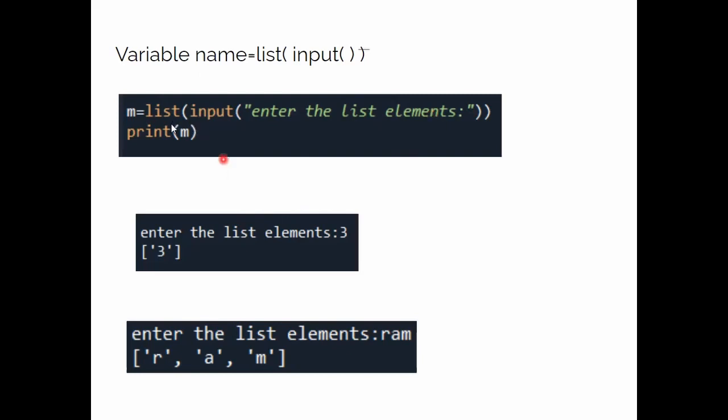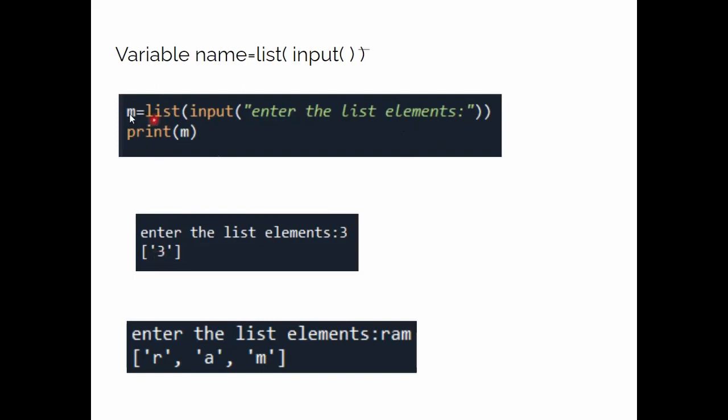So here, after the execution of this command, n is equal to list input and enter the list element, the cursor will come here. If you enter a value, for example 1, that 1 will be treated as a string. After the execution, we will get the message enter the list element, and the cursor will wait for you to enter the value. Suppose here I enter the value 3. This 3 will not be treated as an integer, it will be treated as a string.